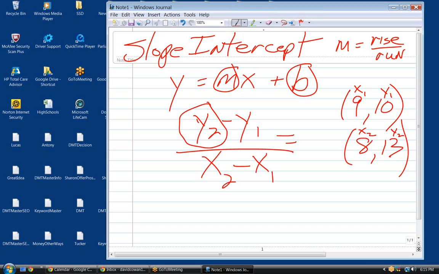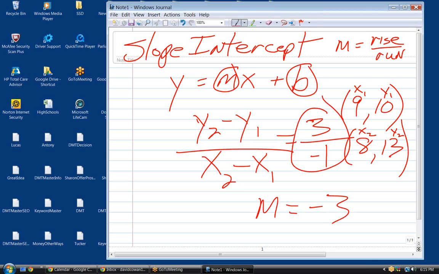Okay. So what's y sub 2 minus y sub 1? 13 minus 10 is 3. Okay, and what's x sub 2 minus x sub 1? -1. Okay, so what's my slope? 3 over -1. That's the same as -3. Always simplify. Okay, so we got our slope.